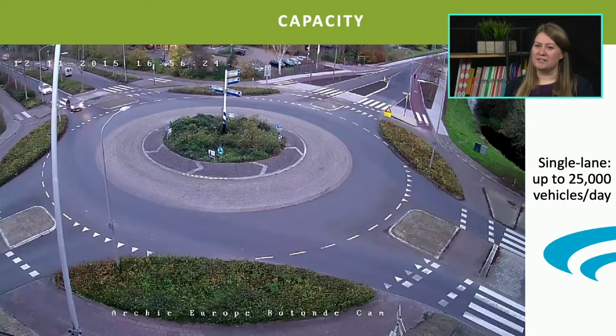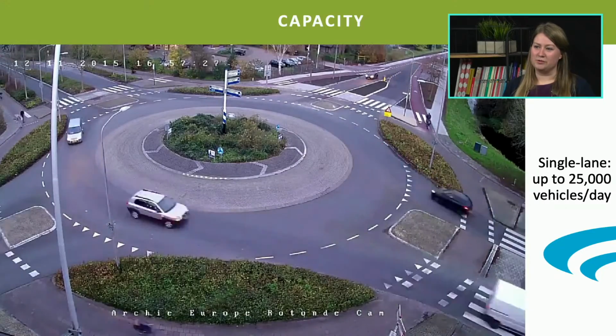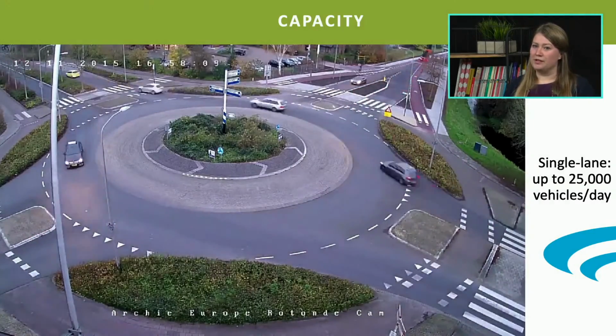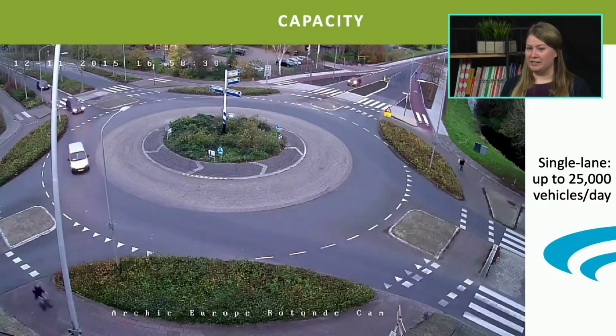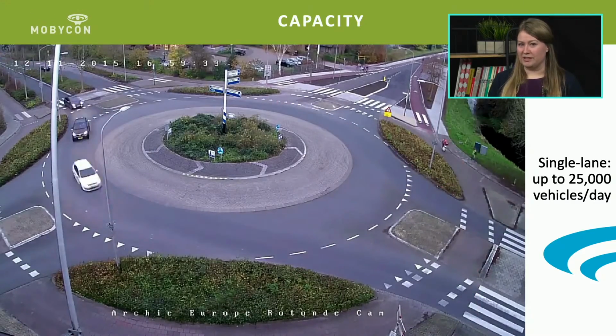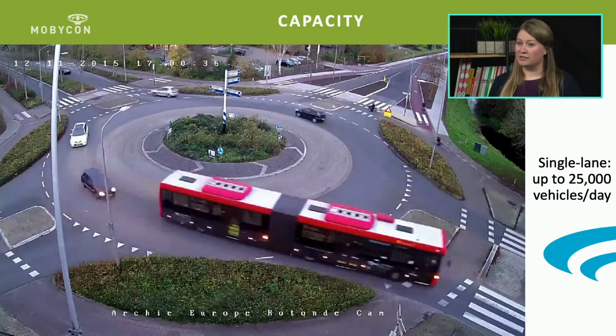Now, if you look at capacity, I've already mentioned this. A single lane roundabout has a capacity up to 25,000 vehicles per day. So if you think that having a roundabout really decreases your capacity, then the numbers really prove that even with a roundabout you can have the capacity that you need while still accommodating cyclists and pedestrians in the safe way that you want.